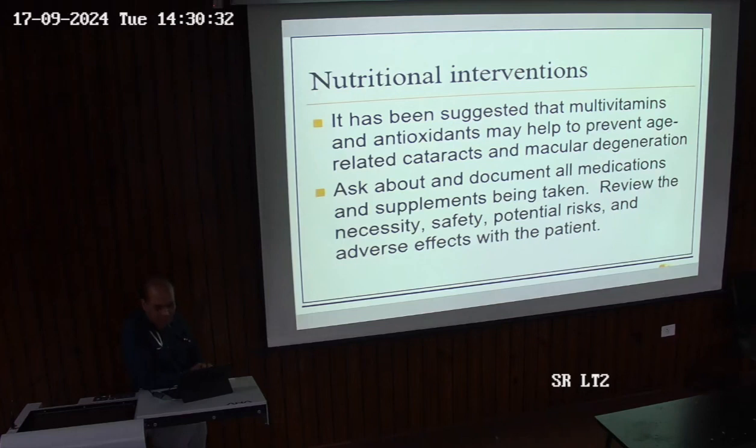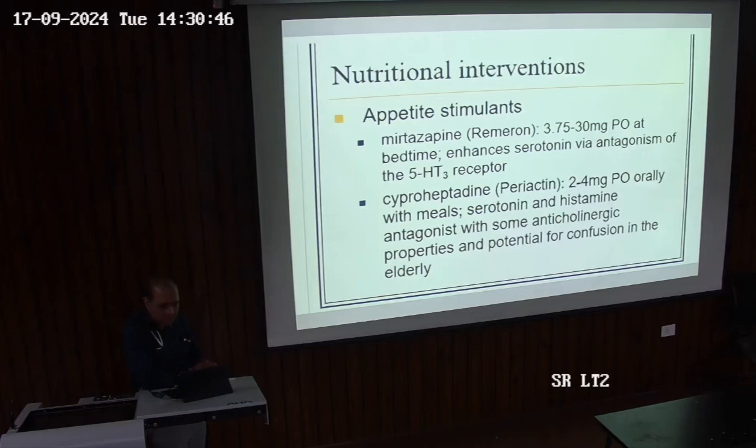So ask about and document all medications. If needed, we have to review the use of those medications which are causing gustatory or olfactory losses, or which are responsible for loss of appetite. Some appetite stimulants like mirtazapine, known as Remeron, 3.75 to 30 mg per oral at bedtime. It enhances serotonin by antagonism of the 5-HT receptor. Or cyproheptadine, very commonly given by practitioners in the form of CYP-L, a common syrup prescribed by pediatricians as well as adolescent physicians to improve appetite.